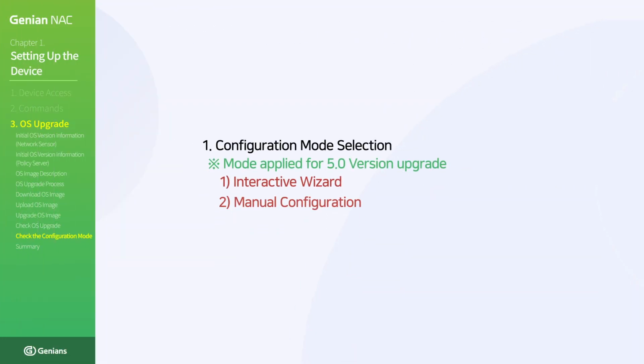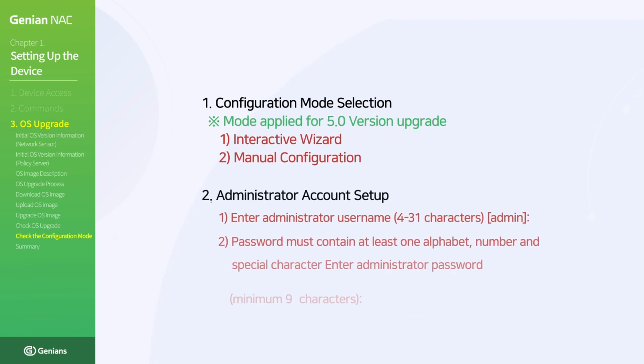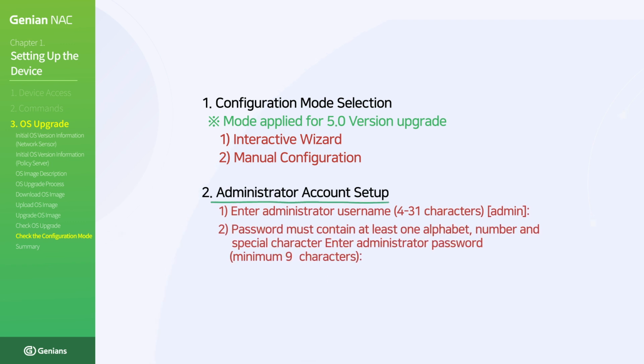If the device is a policy server, you will see the configuration mode selection screen upon the first connection to Genian CLI after rebooting to version 5.0. In the 5.0 version upgrade, you can initially configure the policy server using the wizard mode. Detailed instructions for this functionality will be covered in Chapter 3. For now, select 2 to perform the configuration in manual configuration mode.